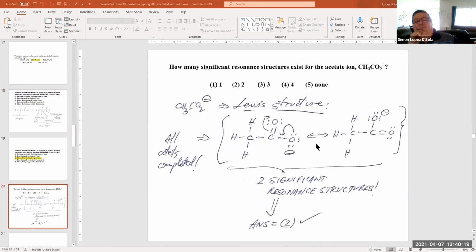Okay, now let's go for significant resonance structures. For the acetate ion, in this case, we have acetate, CH3CO2 minus. After we construct the Lewis structure based on the rules, you will find that the Lewis structure is something like this, which you have on the left.